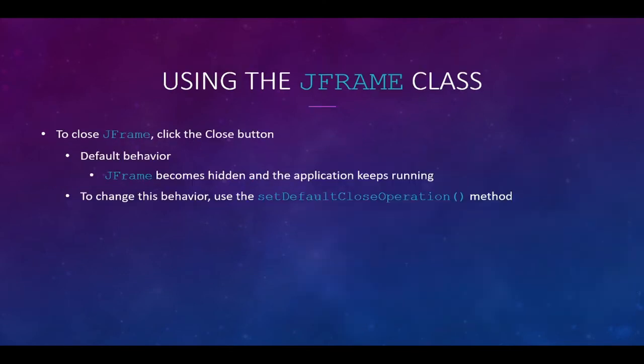To close the JFrame, you can just click on the close button. This is the default behavior. So your JFrame is going to become hidden and your application is going to keep running. In essence, your close button is setting visible to false. You can change that if you would like by using the setDefaultCloseOperation method, so that if the close button is clicked, you can do something else.